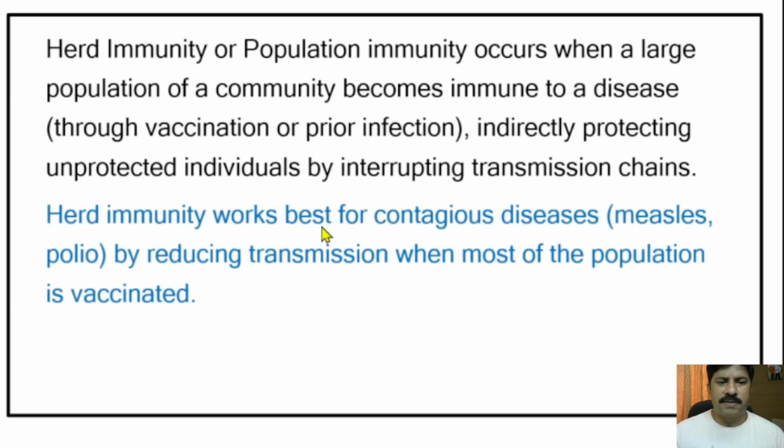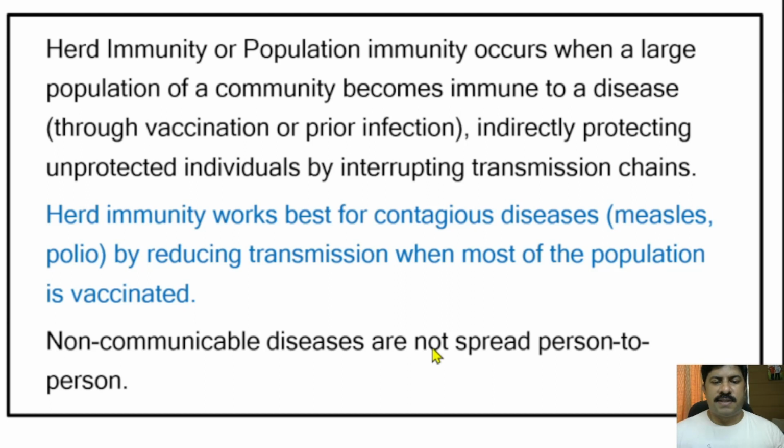Herd immunity works best for contagious diseases, examples measles or polio, by reducing transmission when most of the population is vaccinated or exposed to prior infection. Non-communicable diseases are not spread person to person. That is why they are known as non-communicable diseases.